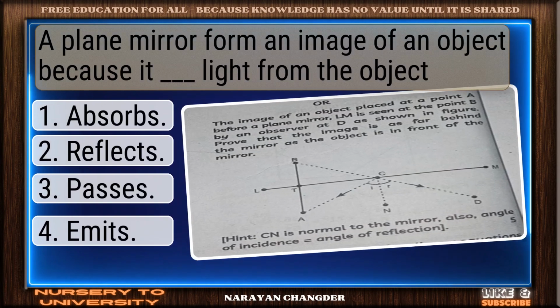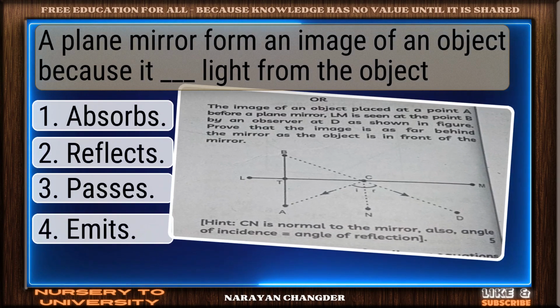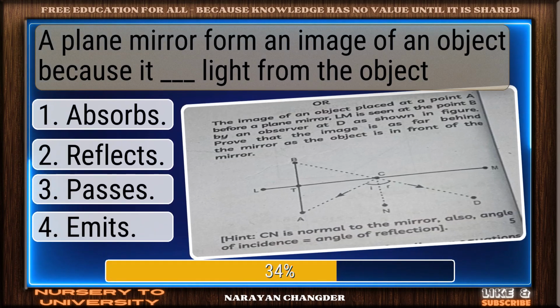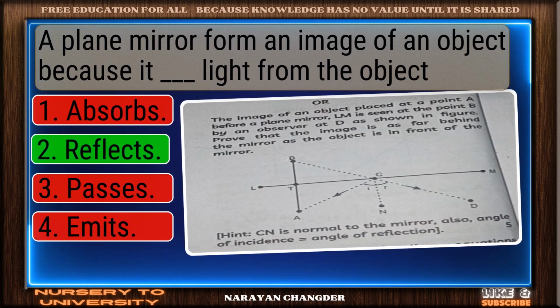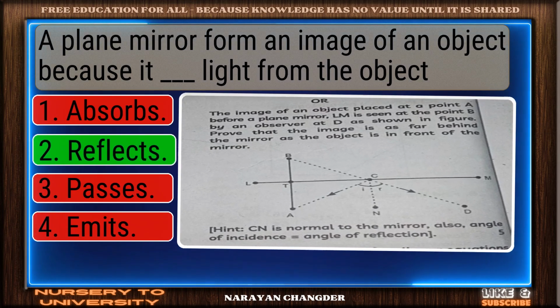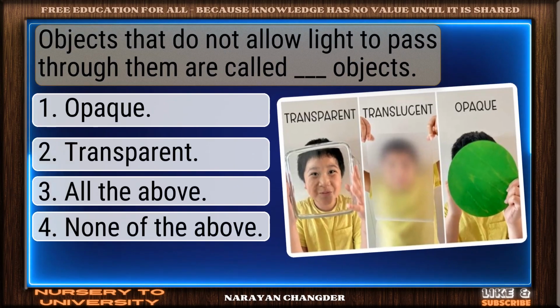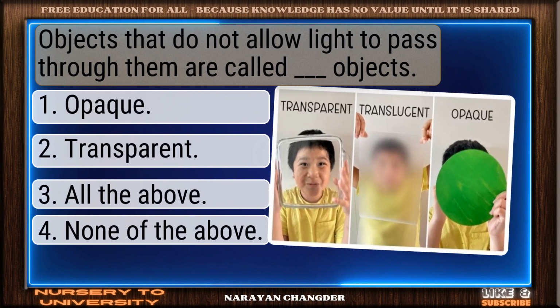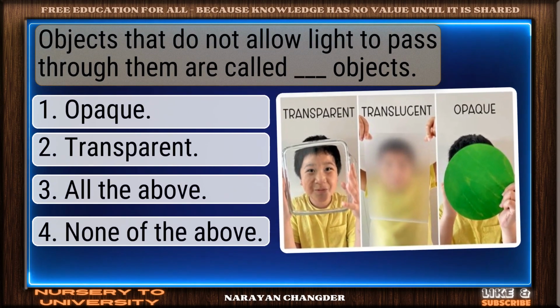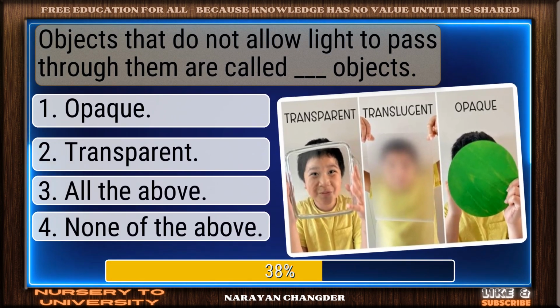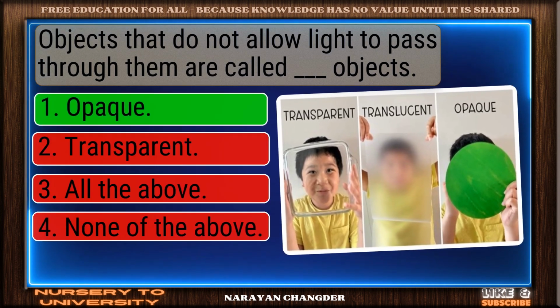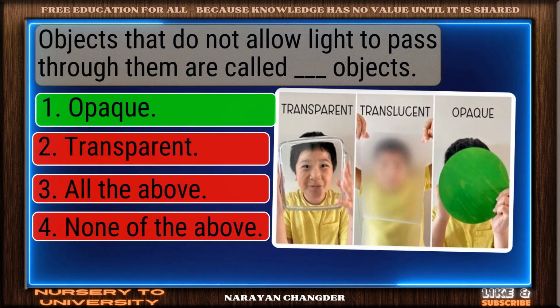A plane mirror form an image of an object because it dashes a light from the object. You chose reflects, and it is correct. Objects that do not allow light to pass through them are called dash objects. Correct. Opaque is the right answer.